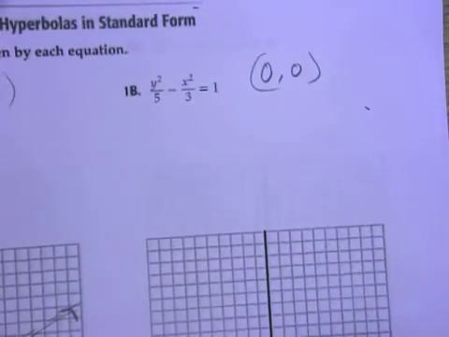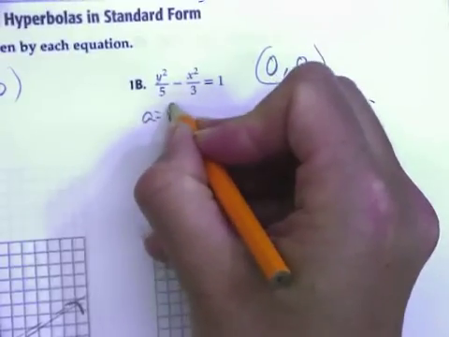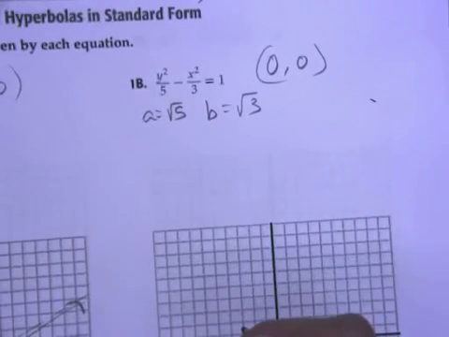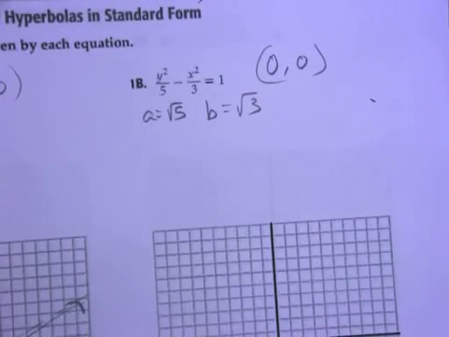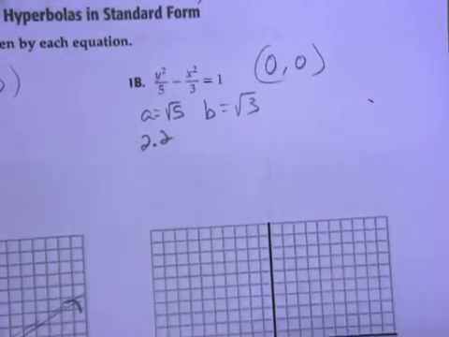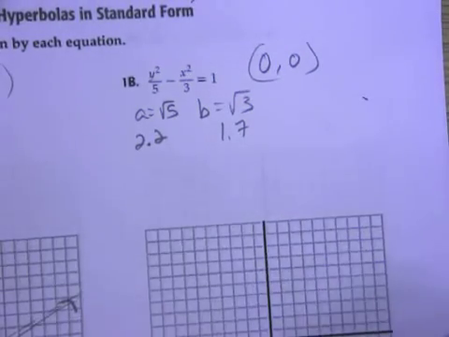Part B. Again, my center is 0, 0. This time, my a and b values are kind of ugly. My a value is the square root of 5. My b value is the square root of 3. So that a value is approximately 2.2. My b value, approximately 1.7.